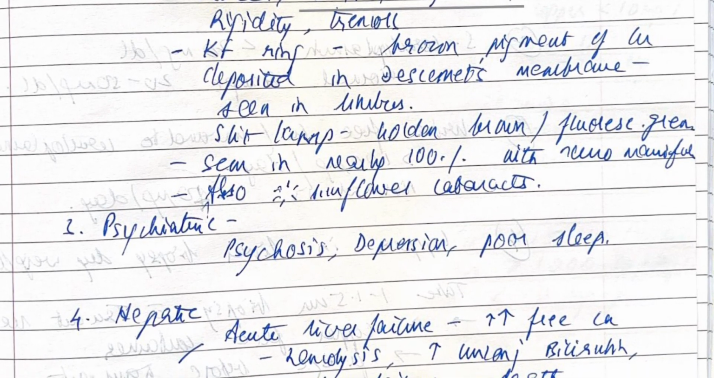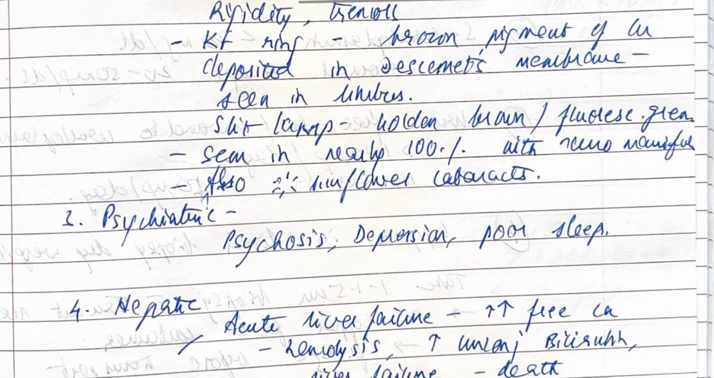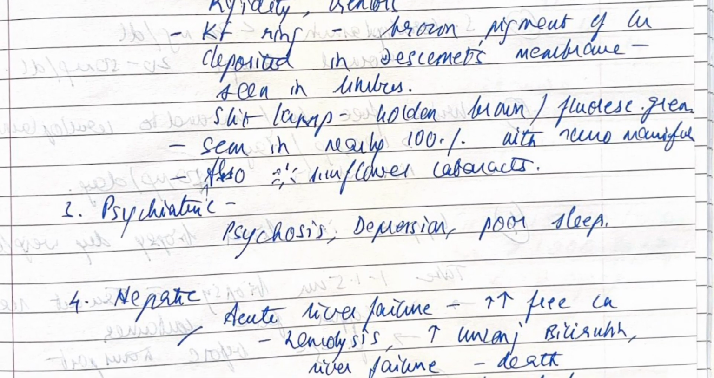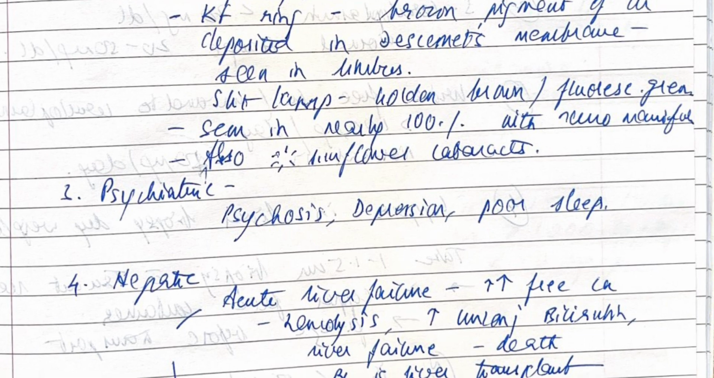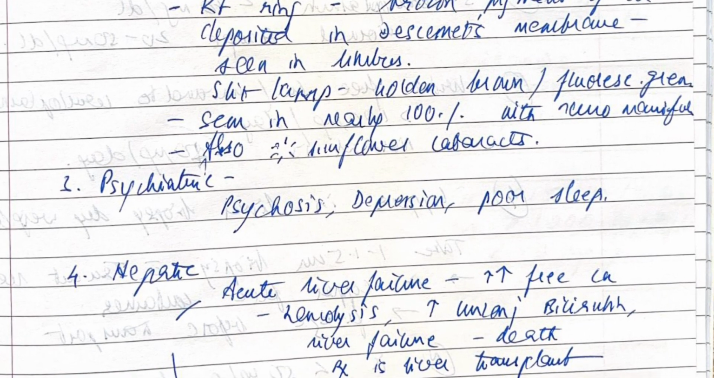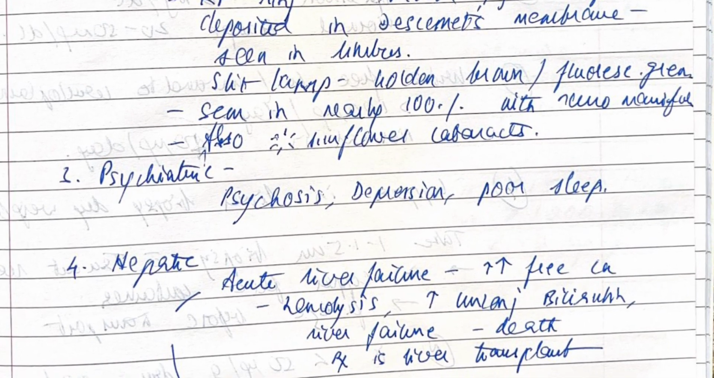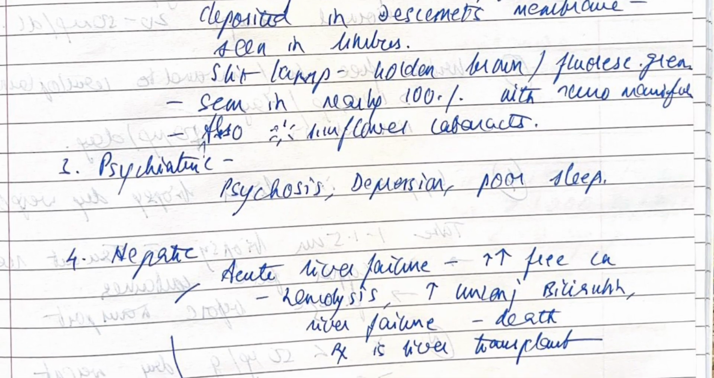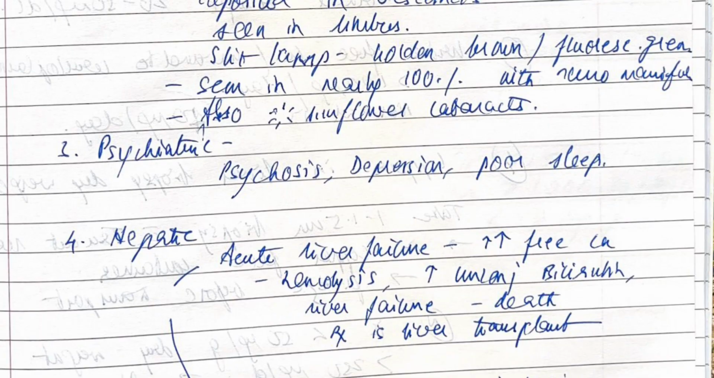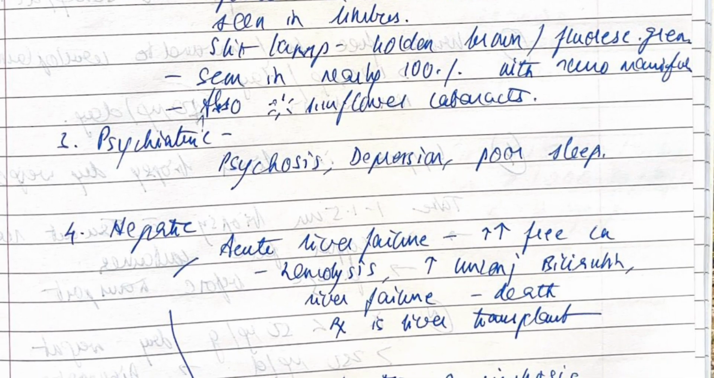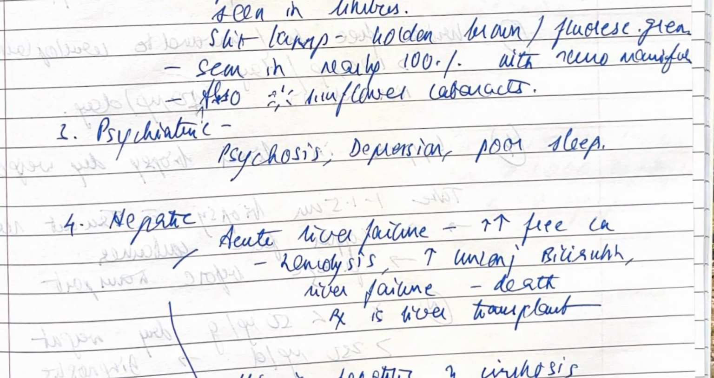Hepatic involvement: there could be acute liver failure, chronic hepatitis, and cirrhosis. Acute liver failure could be because of hepatocellular involvement, or it could be because of an excess amount of free copper causing hemolysis, increased unconjugated bilirubin, liver failure, and death. The treatment is liver transplant.